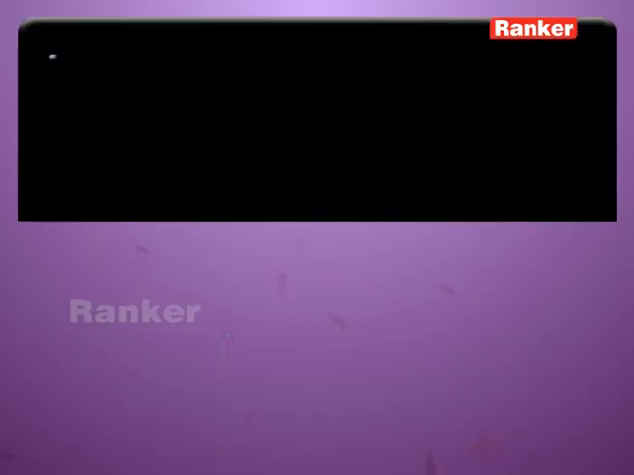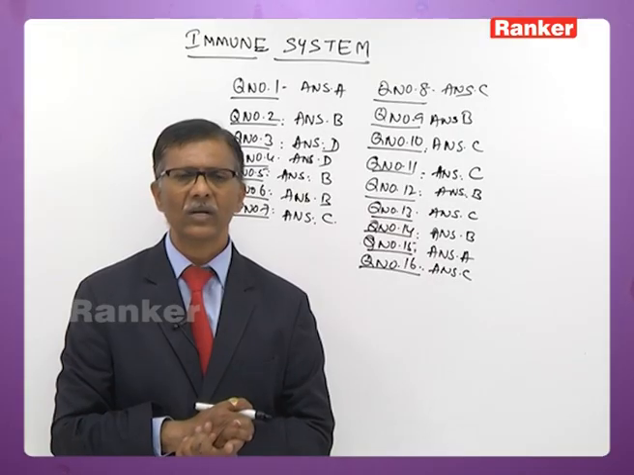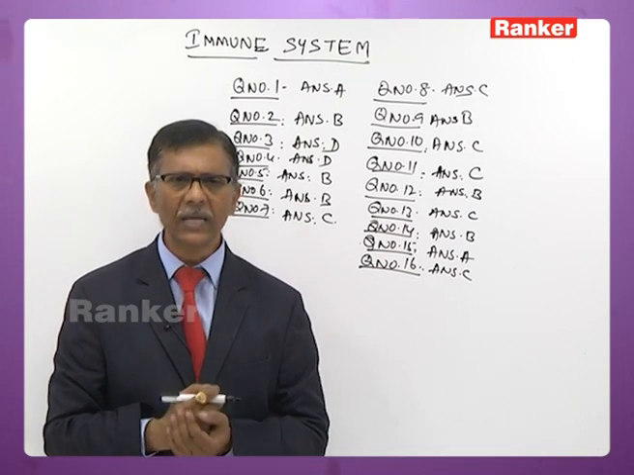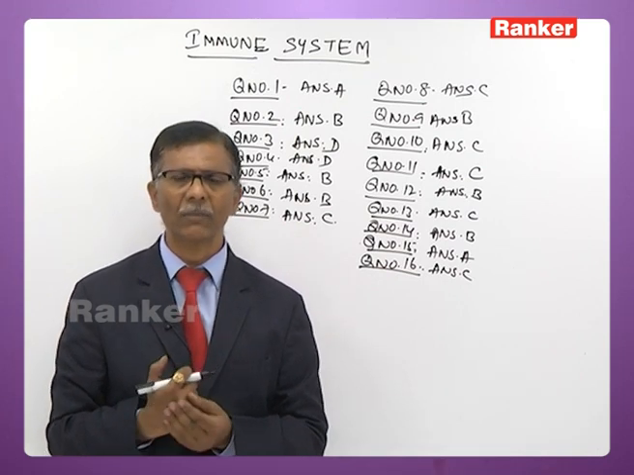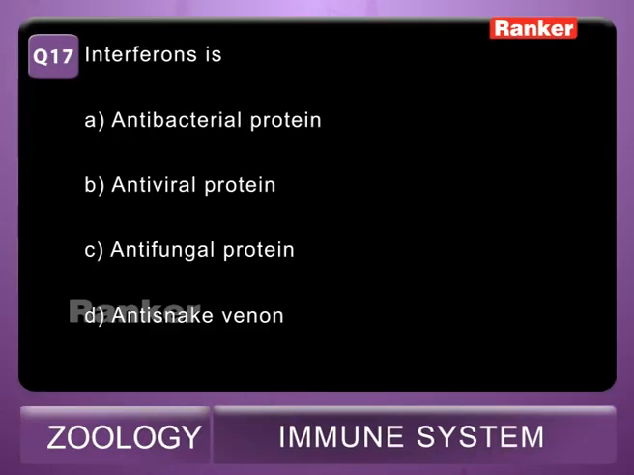We have 17th question. Interferon is A. Antibacterial protein, B. Antiviral protein, C. Antifungal protein, D. Anti-snake venom. So the answer is B. Antiviral protein. Interferons are the proteins synthesized by cells due to infection by viruses. So they are antiviral proteins. So 17th question answer is B.